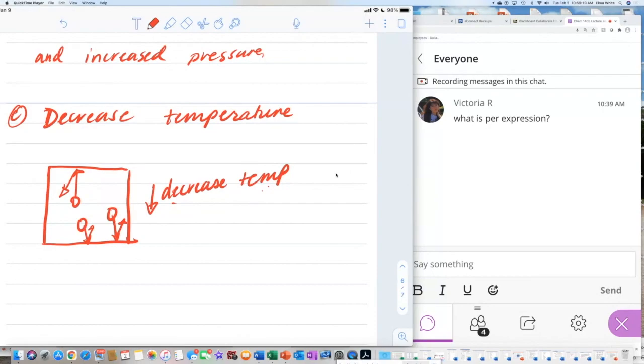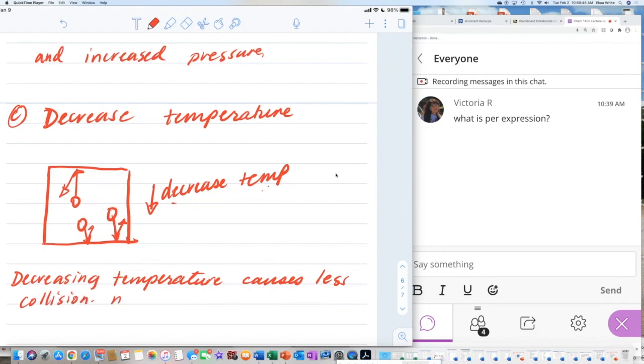I would say their energy, right? Now they're moving a little slower. They have the same distance to cover, but they're moving slower. So do you think they'll have more collisions or less collisions? I say here, less collisions.